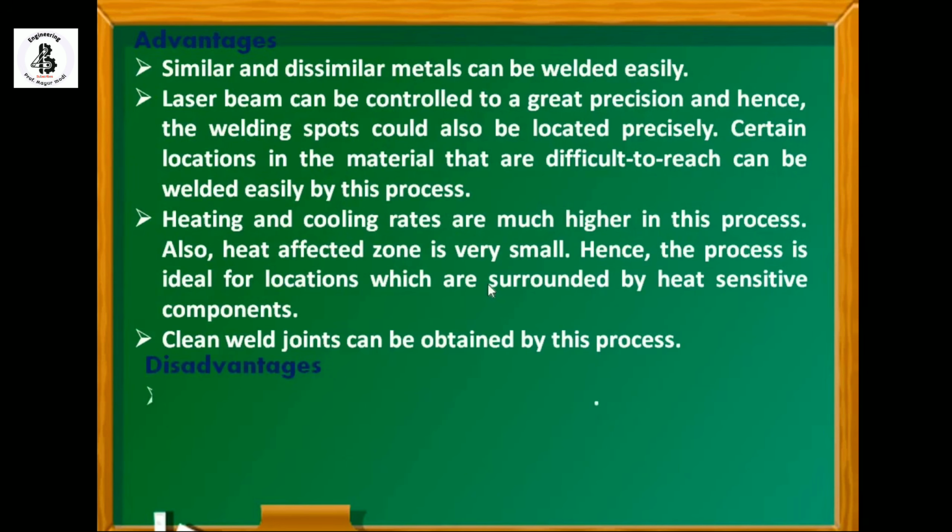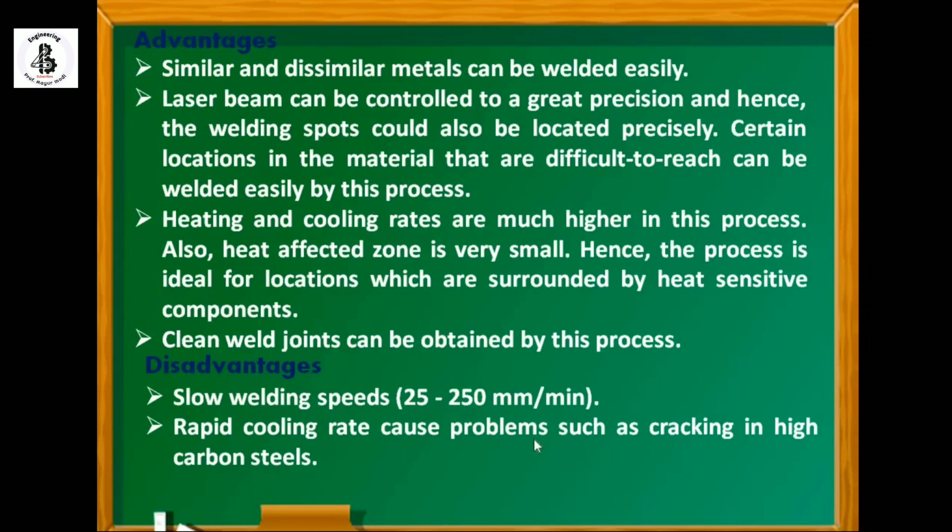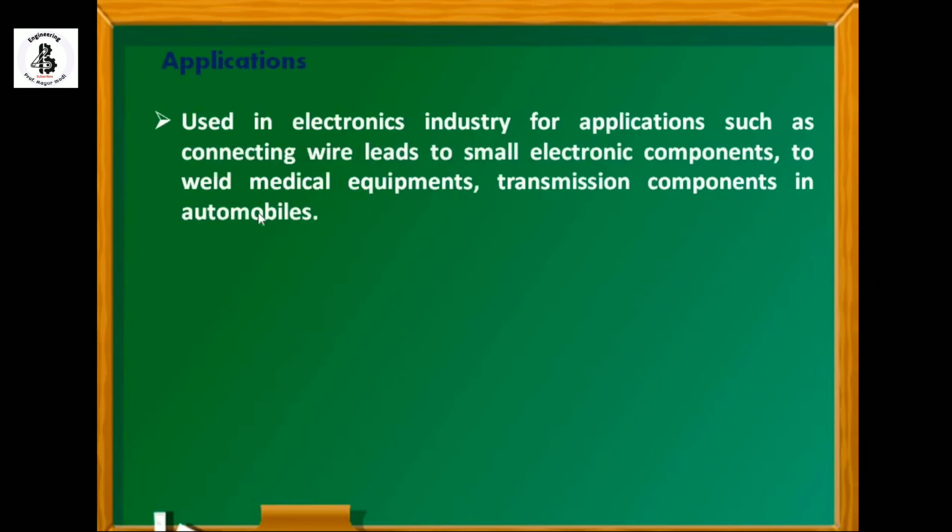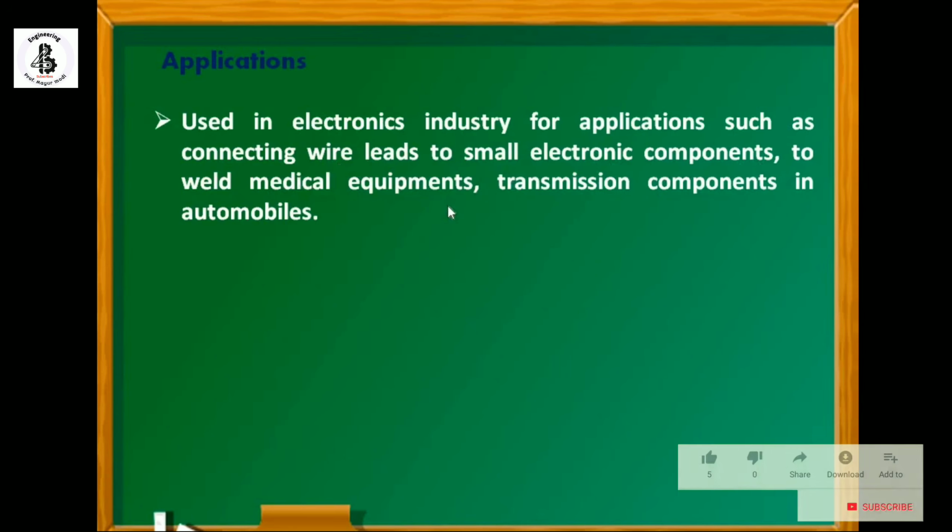Some of the disadvantages: slow welding speed, around 25 to 150 mm per minute. Rapid cooling rate causes problems such as cracking in high carbon steels. High equipment costs, because generating the laser increases the cost of the machines. Some of the applications are in the electronics industries, such as connecting wire leads to small electronic components, welding medical equipment, and transmission components in the automobile industries.